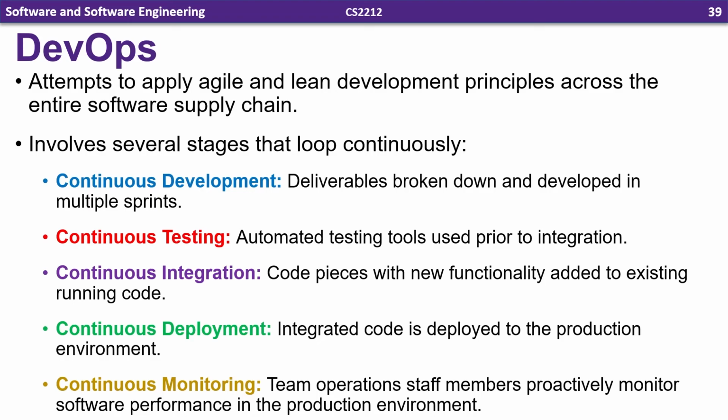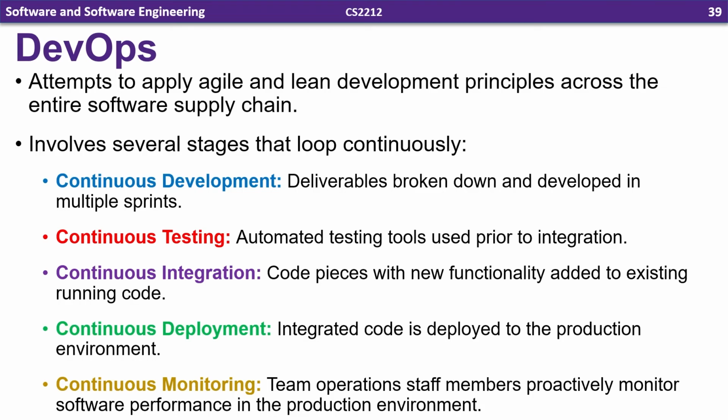The first is continuous development. These are deliverables that are broken down and then developed in multiple sprints. Continuous testing: automated testing tools used prior to integration. Those would be things like the unit tests and accessibility tests that can be automated. Continuous integration, that's a big part of DevOps, is being able to add this new code that we've developed into existing running code. That makes it really good for systems that are alive or being maintained.